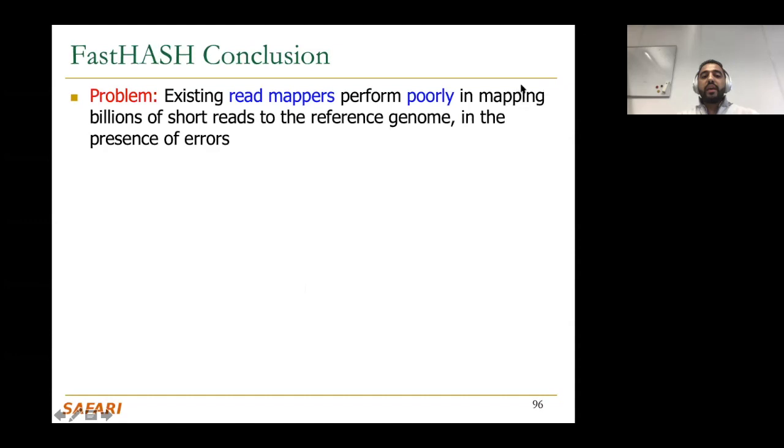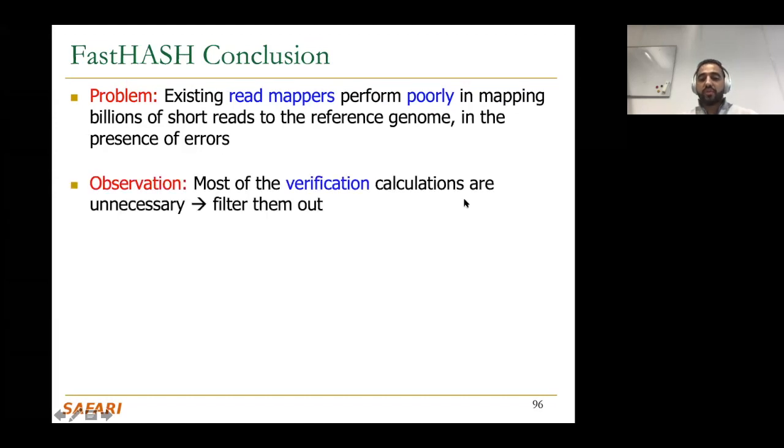And yeah, again, to recap, the problem with existing read mappers is that they perform poorly in mapping billions of short reads to the reference genome in the presence of errors. And the observation: most of the verification calculations are unnecessary because, as I mentioned, 98% of the comparisons we are doing are for dissimilar sequences. So we need to filter them out correctly.